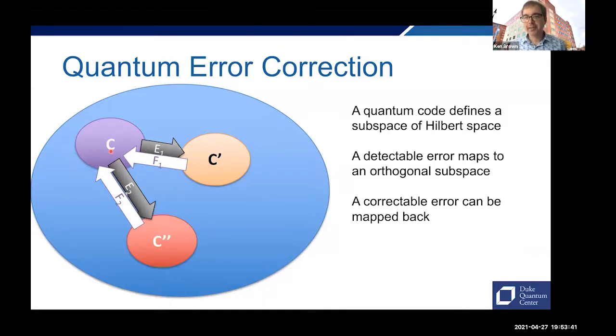So questions about the quantum error correction condition? So what happens if the detectable error maps to a non-orthogonal subspace?